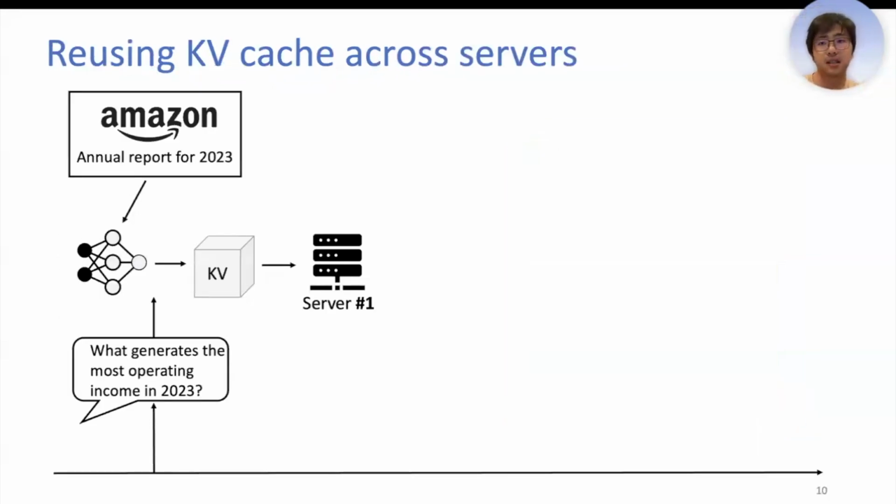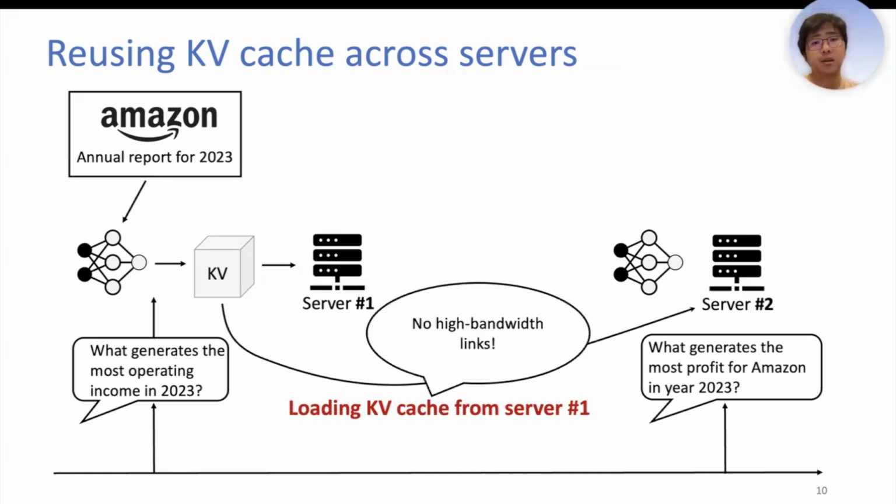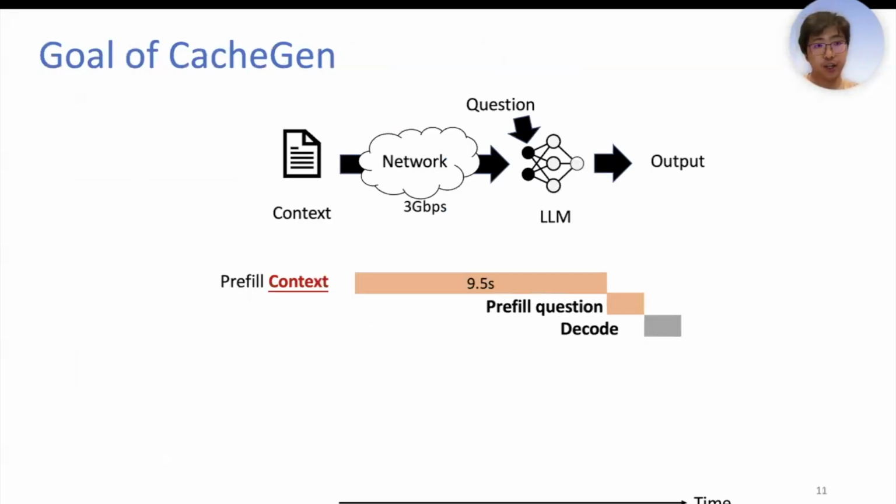Another case is that you can reuse KV cache across different servers. Suppose the first inference is directed to server number 1, and you did this prefill for the Amazon annual report, and then a second request comes in and it's directed to server number 2. You want to reuse this KV cache, but you have to send it through a network link. It might not be a really high bandwidth link like NVLink, and this potentially gives a networking challenge.